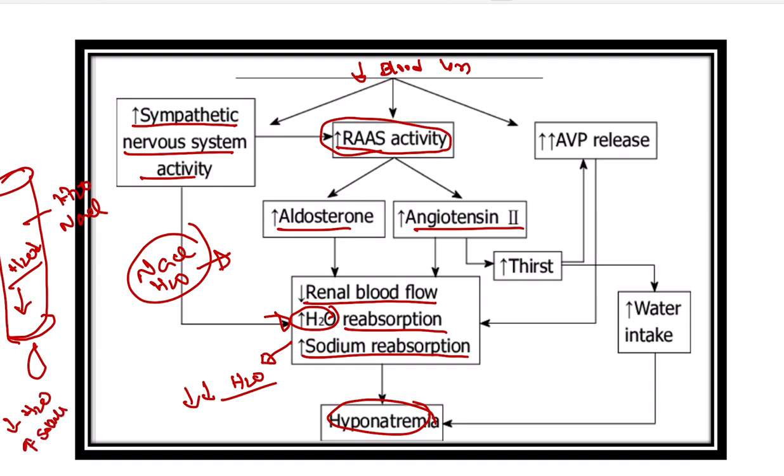So what will be the fate of the urine? The urine will be highly osmotic urine. That means concentrated urine, containing more waste product than water. Angiotensin II also increases thirst, so the patient takes in more water.